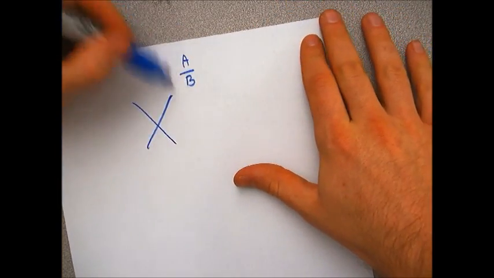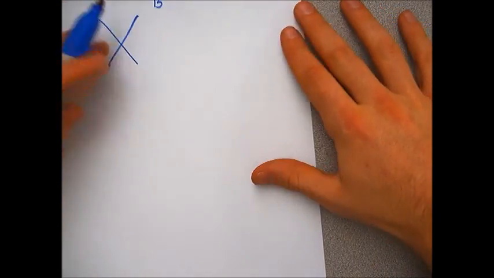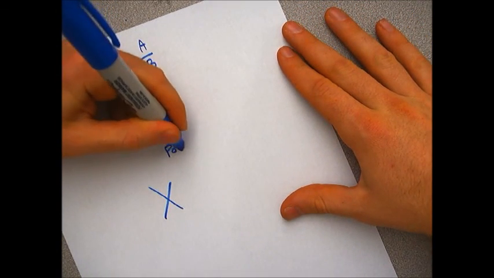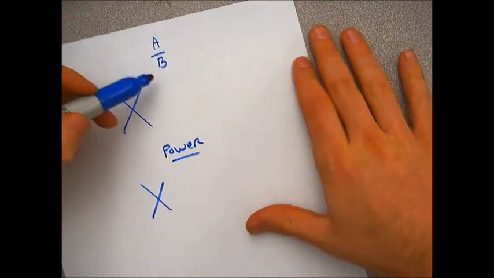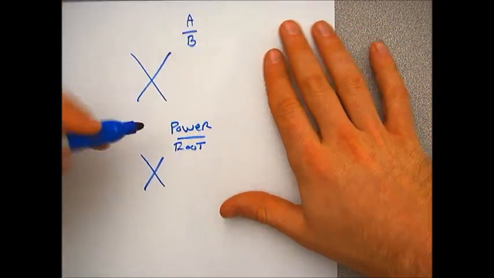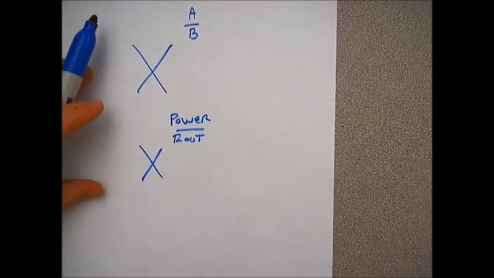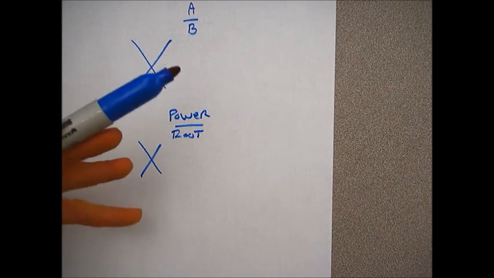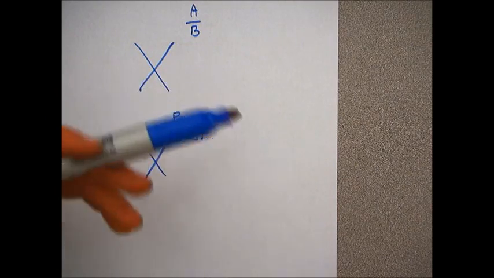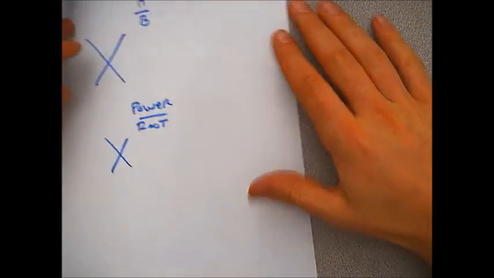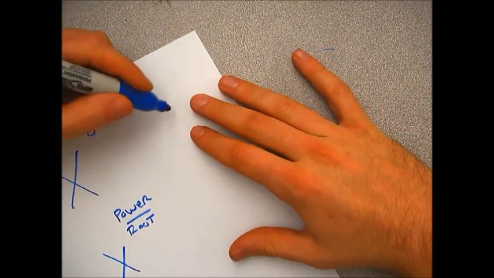So we need to know what this fraction tells us to do. And here's what it tells us to do. X to the, instead of a, we're going to call it power. And instead of b, we're going to call it root. X to the power over root. So let's think about what these words mean. Power means to raise something up, raise it to a power. Root means to take the root of it, take the square root, the cube root, the fourth root, whatever root you're working with.